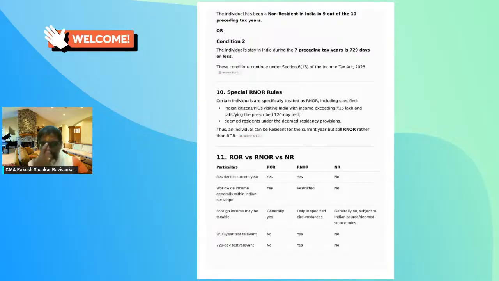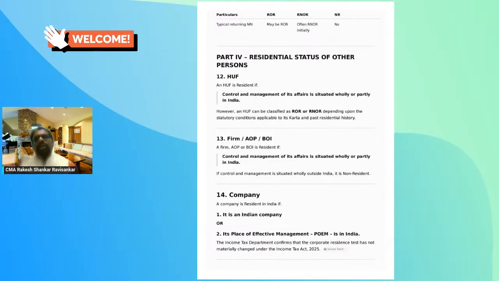The 60 days is replaced by the 120 days test. So this point number 11 will give you a comparison of the various factors. What is it you determine? Just for referencing.